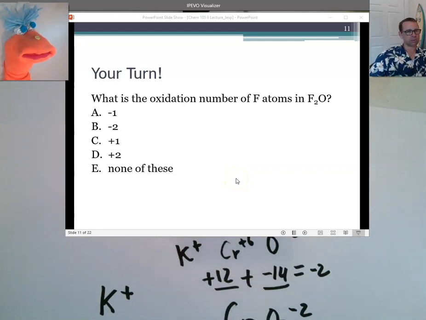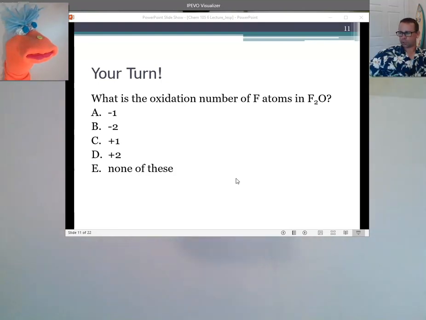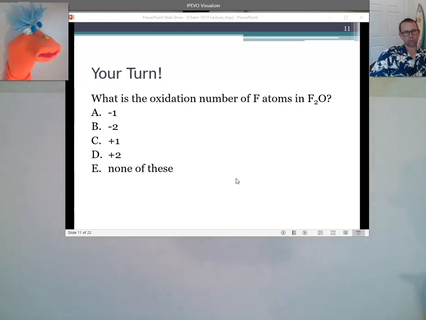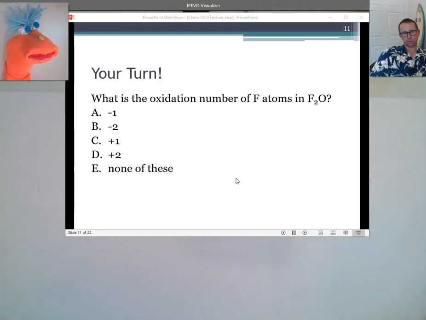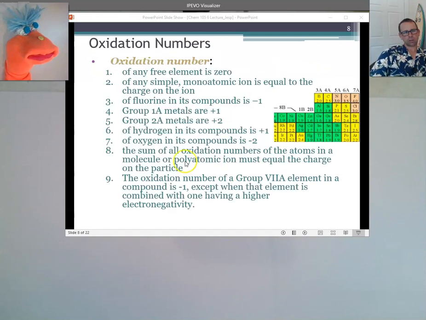All right, here's kind of a tricky one. What's the oxidation number of fluorine in F2O? Fluorine in F2O. Oxygen's -2. Fluorine +1. Is that? I think that's okay. All right. Do you remember that there was a rule for fluorine, though? There was? Yeah, let's go back and look at the rules really quick.